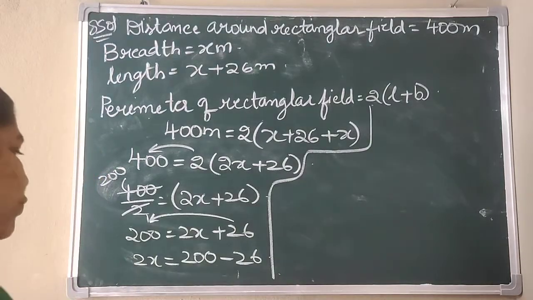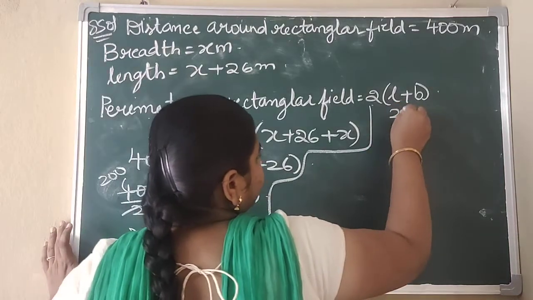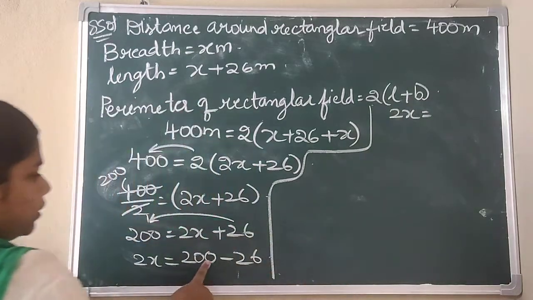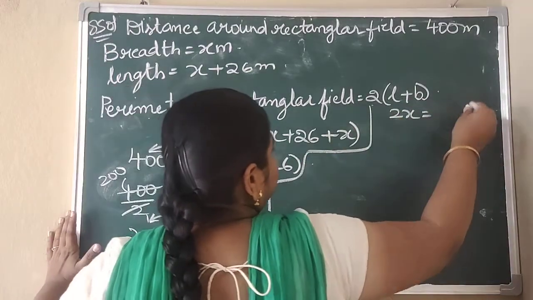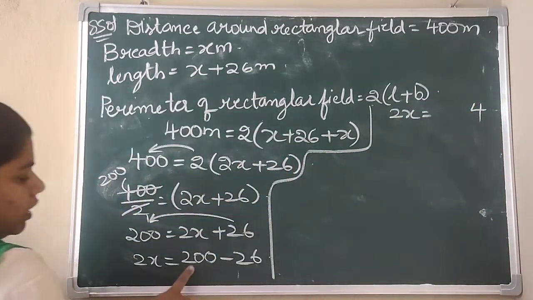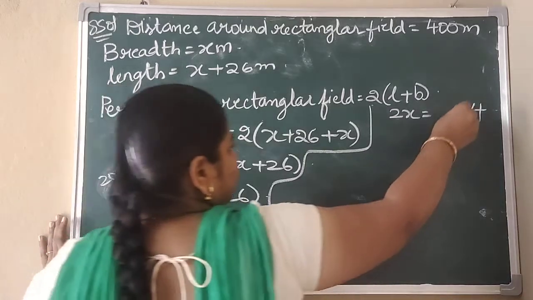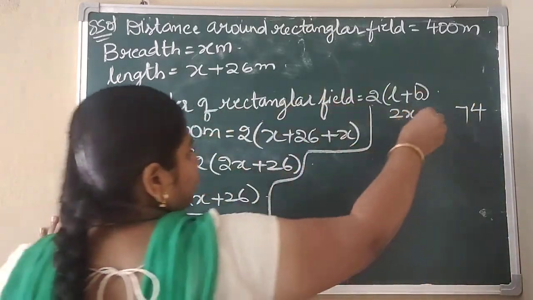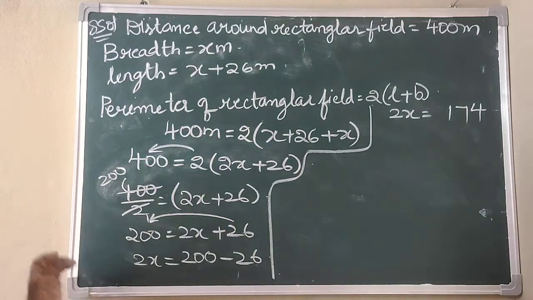200 minus 26. So what is 200 minus 26? 2x is equal to 200 minus 26. 10 minus 6 will be 4, 9 minus 2 will be 7, and here it will be 1. So it will be 174.